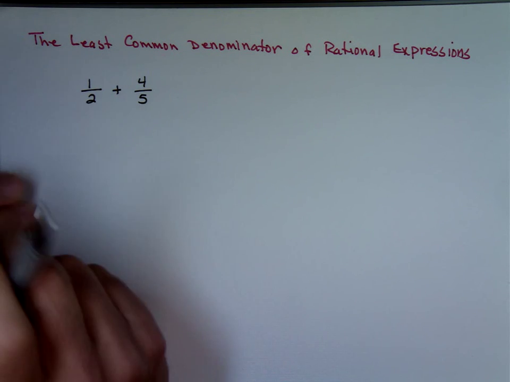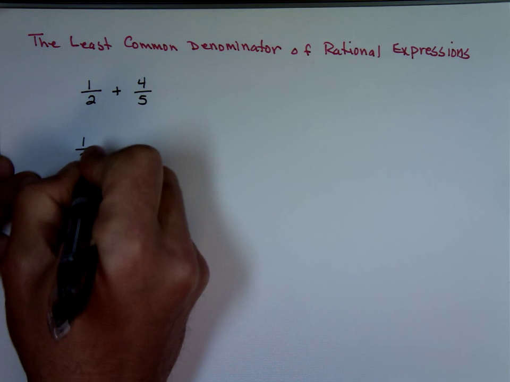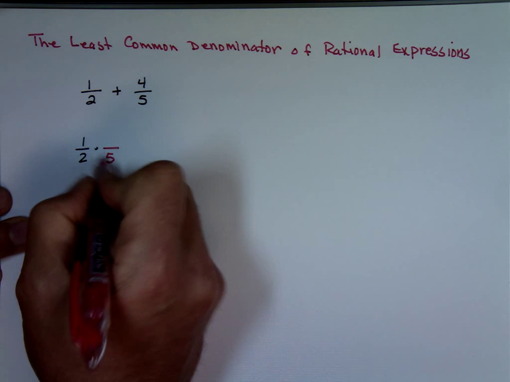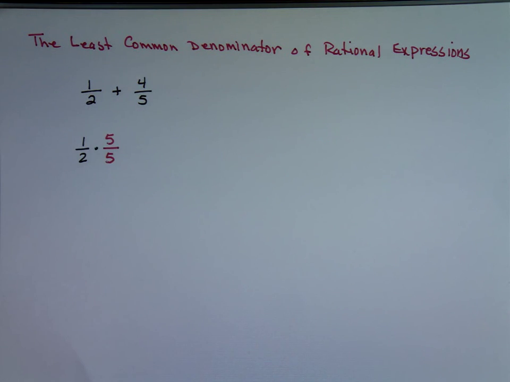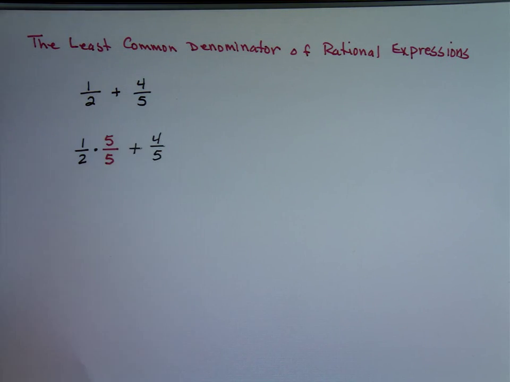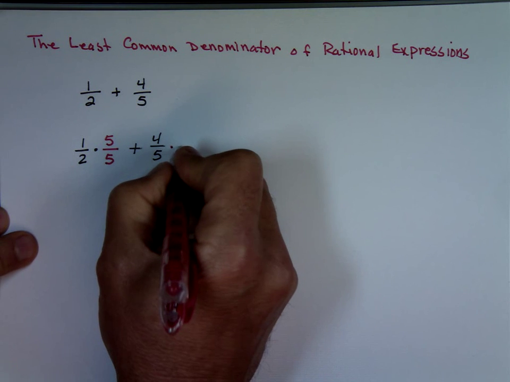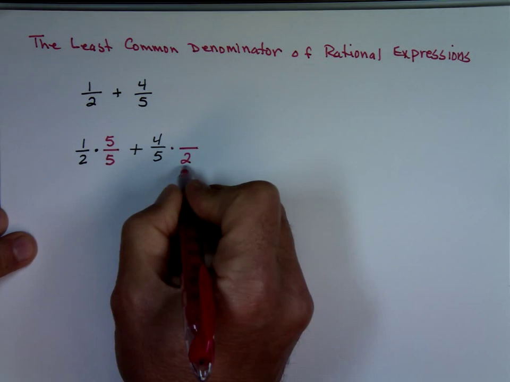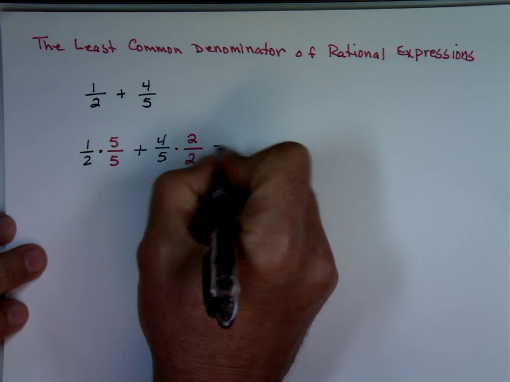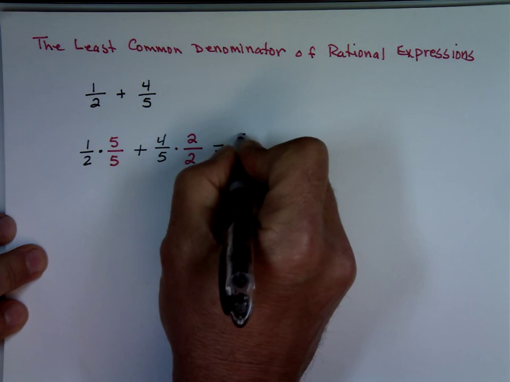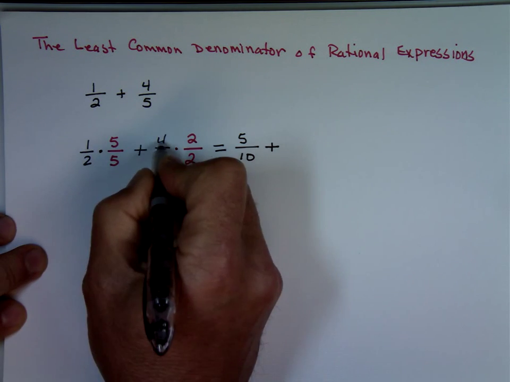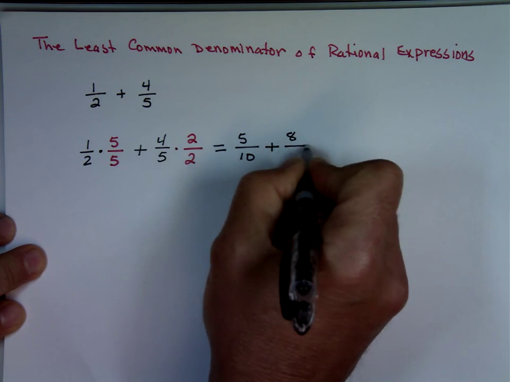Well, how do you make it a 10? You take the 1/2 and, to make the bottom a 10, you multiply it by 5. And if you multiply the bottom by 5, you multiply the top by 5. And to change the bottom to 10 for this, I take the 5 and multiply it by 2. When you multiply the bottom by 2, you multiply the top by 2. So this problem becomes 1 times 5, which is 5, over 2 times 5, which is 10, plus 4 times 2, which is 8, over 5 times 2, which is 10.